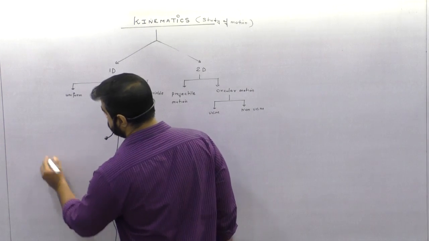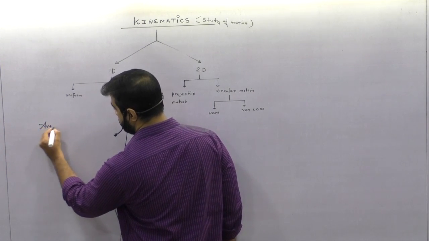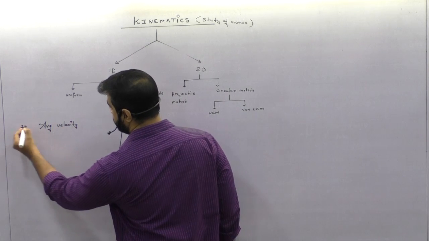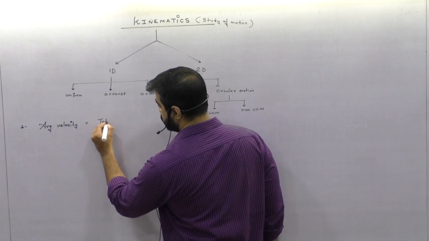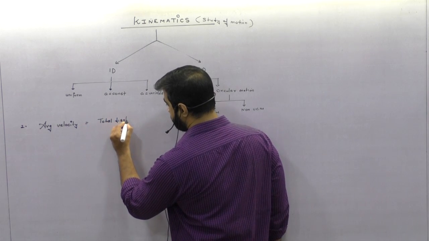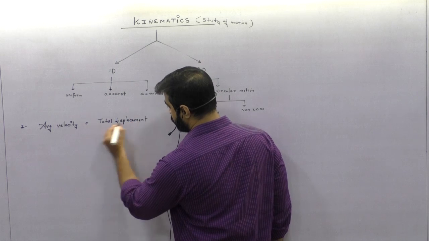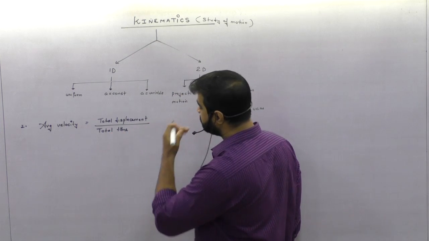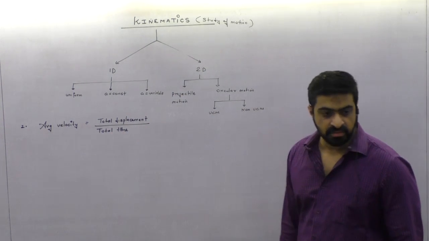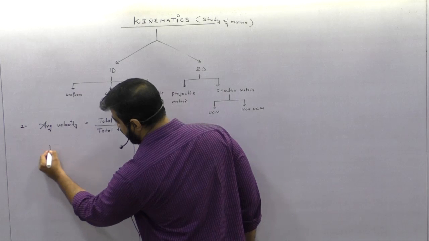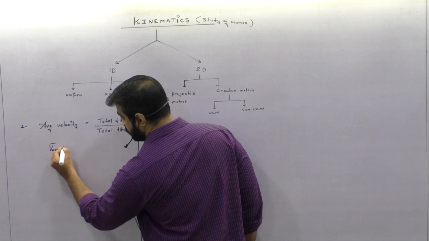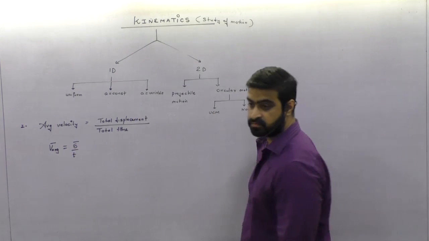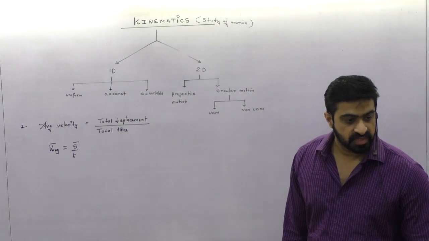There are some formulas which I'll tell you. First is average velocity. What is average velocity, beta? It is defined as total displacement upon total time. So can I say V average bar vector will be S bar upon T? Yes or no? S bar upon T.